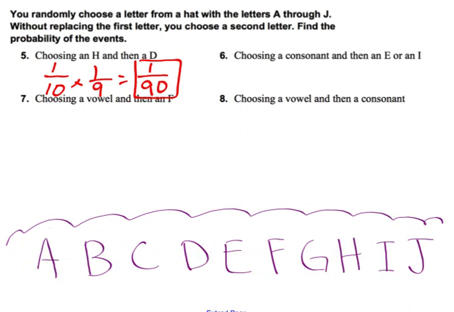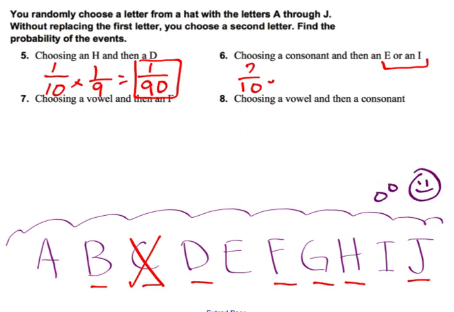Choosing a consonant and then an E or an I. Consonants include B, C, D, F, G, H, and J. That would be 1, 2, 3, 4, 5, 6, 7. 7 out of 10. Now I picked a consonant. It doesn't really matter which one because the next pick is going to be a vowel and it will not overlap. So let's just get rid of one of them. This is just going on in the mind so that we can picture what's going on. It wouldn't matter which one I got rid of.